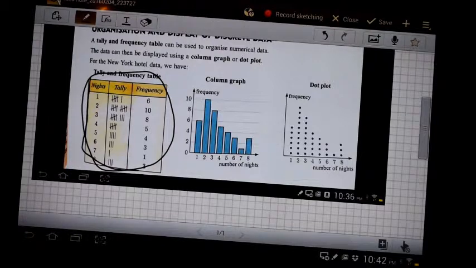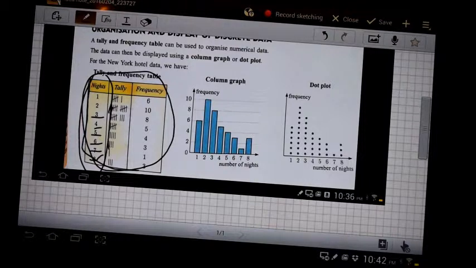this is for the number of nights people stayed at a particular hotel. The person at the counter must have kept track and had a column that said 1 night, 2 nights, 3 nights, 4 nights, 5 nights, 6 nights, 7 nights, 8 nights, and so forth. If someone stayed 2 nights, she would put a tally there. If they stayed 6 nights, she'd put a tally, and so on.